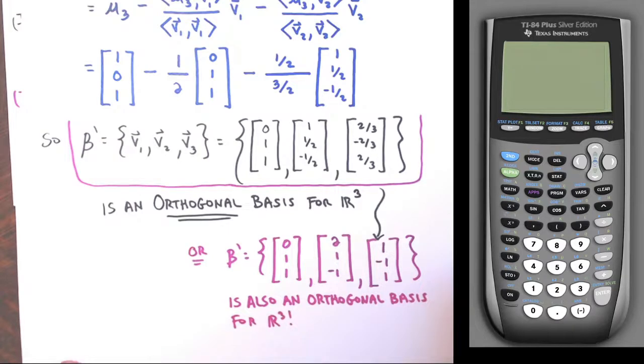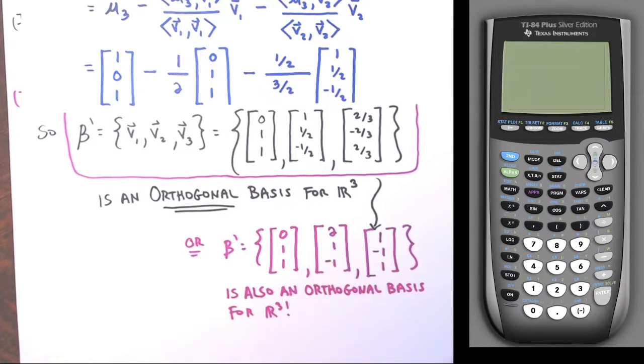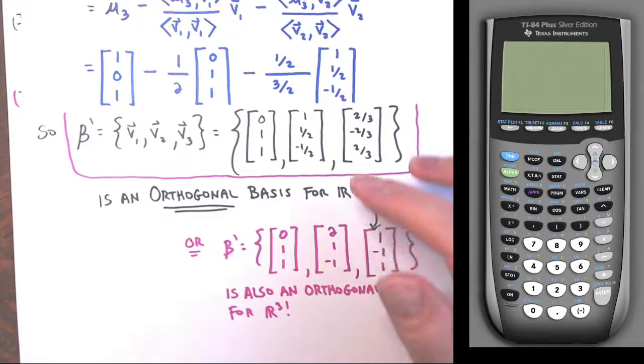And again, you can double check, take the dot products. These two would have a dot product of 0. These two would have a dot product of 0. And these two would have a dot product of 0. Okay. And they're a lot nicer looking because they're all integer entries. But be careful, don't do that right away.